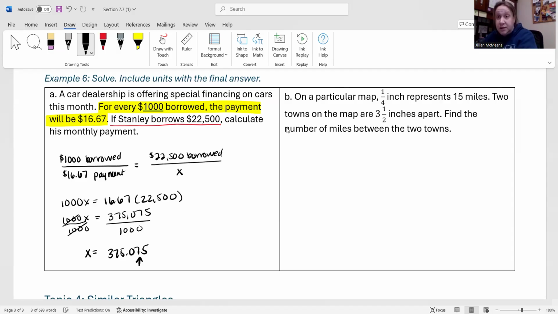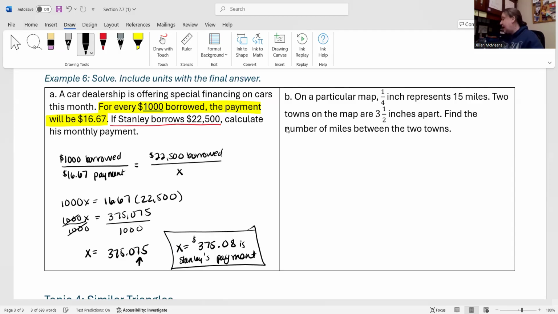So we're going to round this 7. Looking to the right of the 7, we have a 5, which tells me to round up. That means I add 1 to the rounding digit, which is 7, and then chop everything after that off. So Stanley's payment is actually going to be $375.08. That's what Stanley would owe each month.